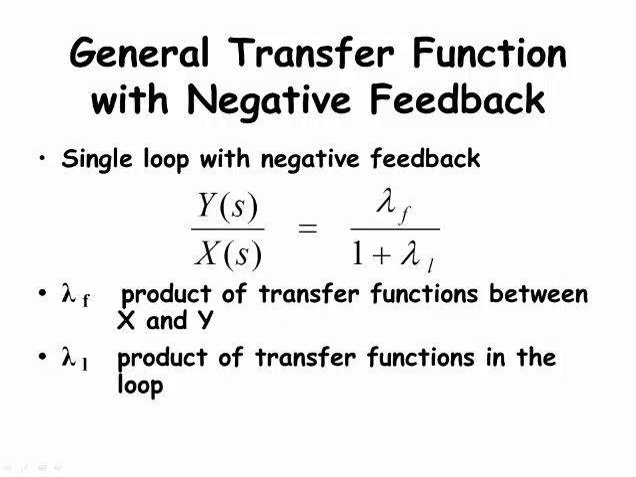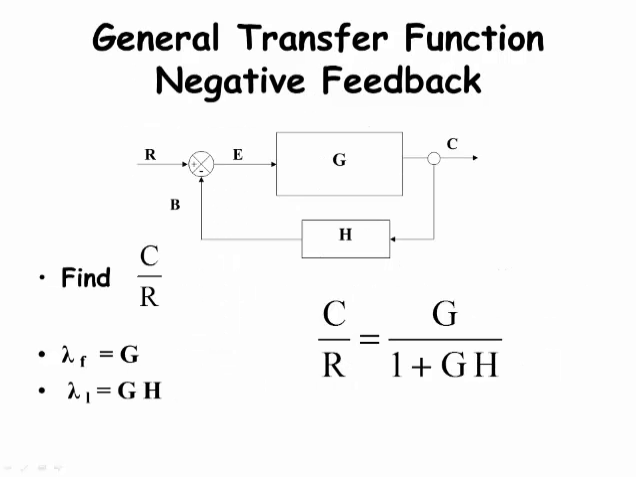The transfer function for this case, single loop with negative feedback, is lambda f over 1 plus lambda L. Lambda f is the product of the transfer functions in series between the input x and the output y. Lambda L, or lambda loop, is the product of all the transfer functions in the single loop. Let's look at an example.